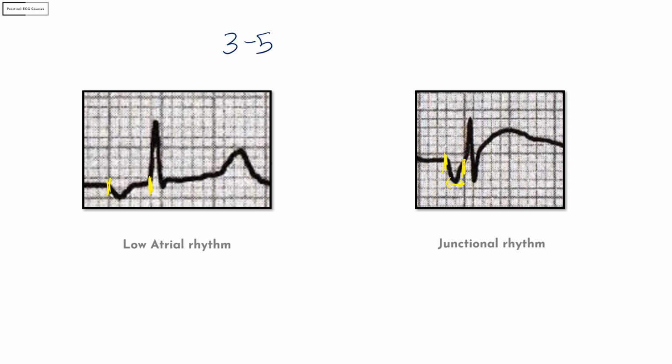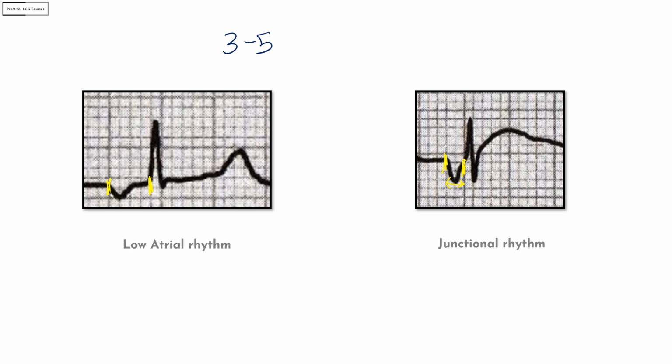I hope you are now clear with the differential diagnosis of an inverted P wave, which is low atrial rhythm and junctional rhythm, and how to distinguish between the two. That is by using the PR interval and the concepts behind how you determine this. Now, what you need to understand is that this is a simplified version of the concepts required to understand and differentiate the various causes of inverted P waves.